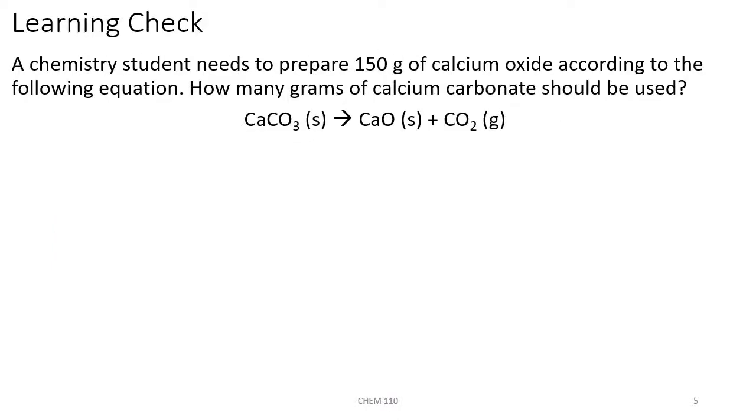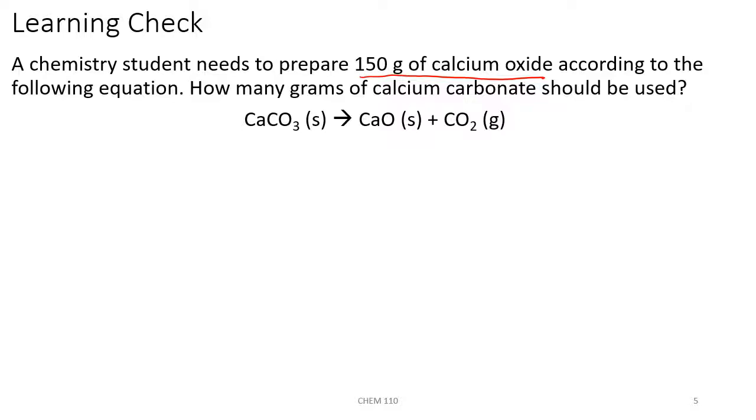Let's try an example. A chemistry student needs to prepare 150 grams of calcium oxide according to the following equation. How many grams of calcium carbonate should be used? So we're told that we want to prepare 150 grams of calcium oxide, and we're given our balanced chemical equation.